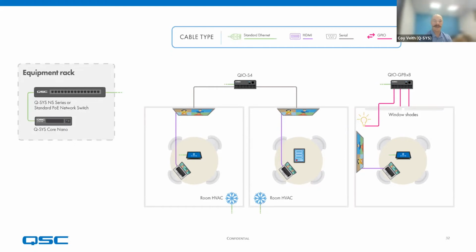So you can see we've got just our Core Nano there living in an equipment rack, shown as just being on a network switch in an equipment rack. And then we can see these couple of conference rooms here look like they have some control. We've got room HVAC control for a couple of those, and maybe we're doing some display control, it looks like, with those serial QIO boxes, which are on the network. We've got a GP 8x8 here driving some shades in this room. You can see we've got a tablet shown in this room. So just some different options there.